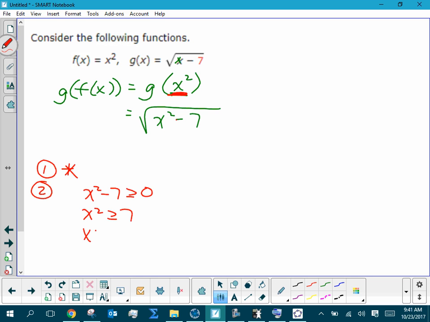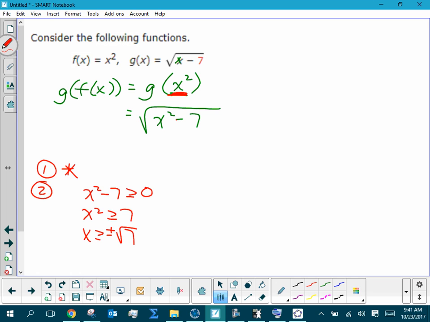So x has got to be greater than or equal to plus or minus the square root of 7. Okay? Well, that's kind of weird, because when we do this, we really get two solutions here, but I don't necessarily read them both as x is greater than radical 7 and x is greater than or equal to negative radical 7. So I don't necessarily like that.